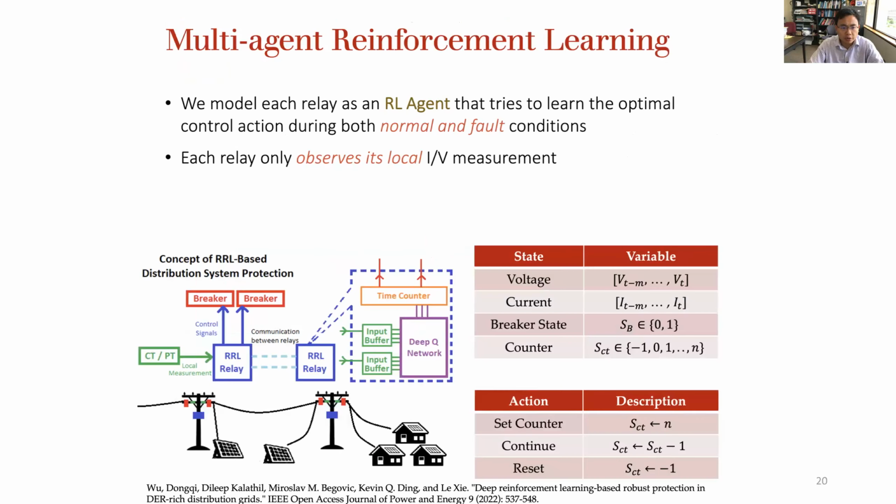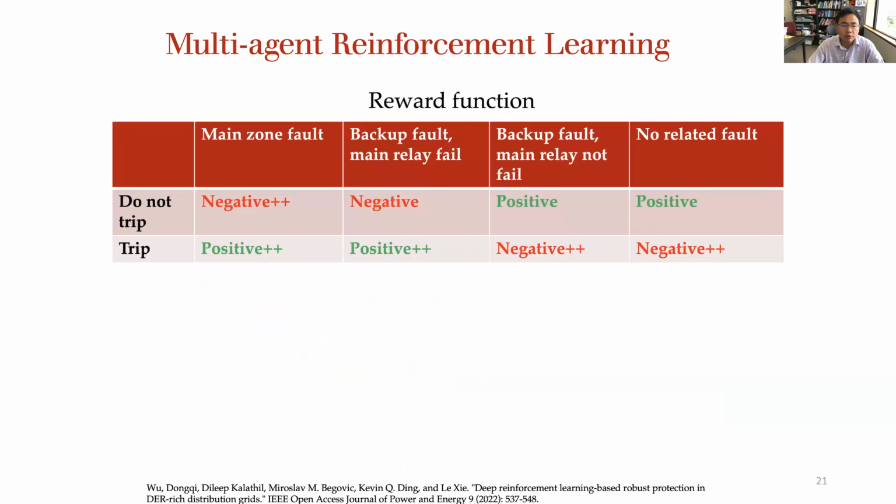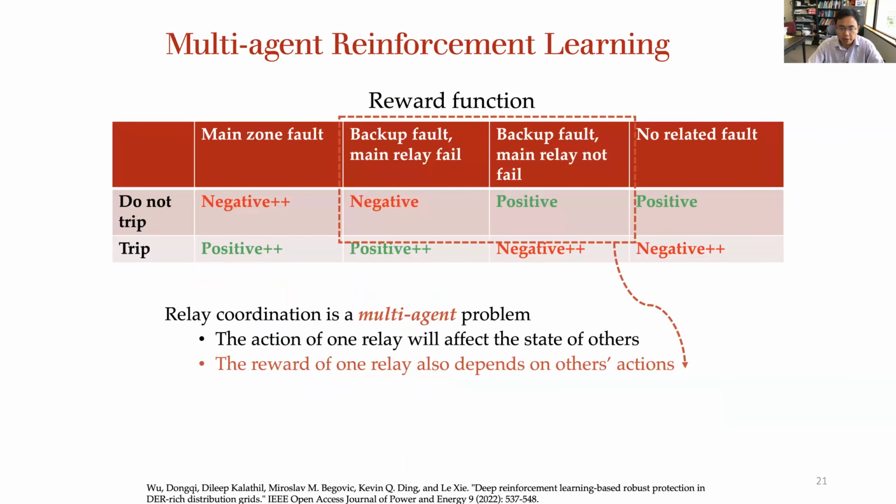So we modeled the relay of a distribution system as a multi-agent reinforcement learning problem. Here, the key decision is embedded in this blue dotted box, where there is a deep neural network trying to be trained and optimize the designed reward function. There is a state that includes voltage, current, breaker state, and counter. And the action here is continue, reset, or set counter. So this is the way of designing potentially needed coordination actions across multiple relays in a distribution system. And the reward function is also designed according to the domain knowledge that we have.